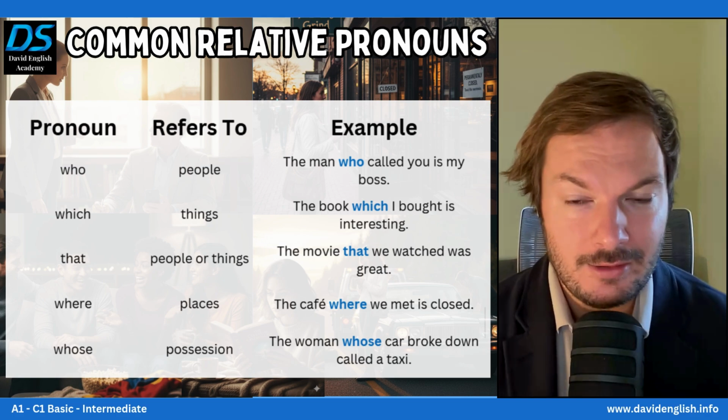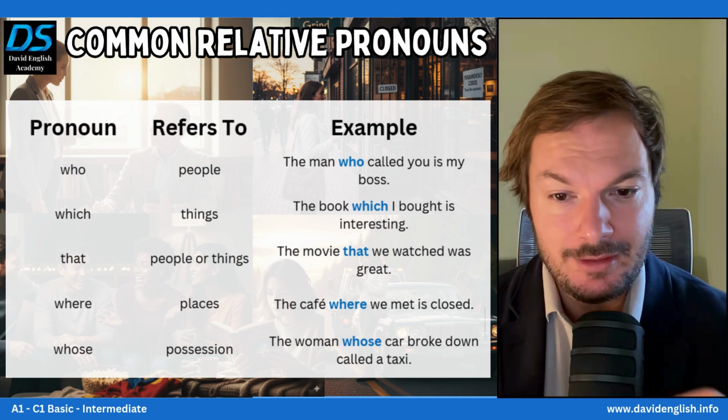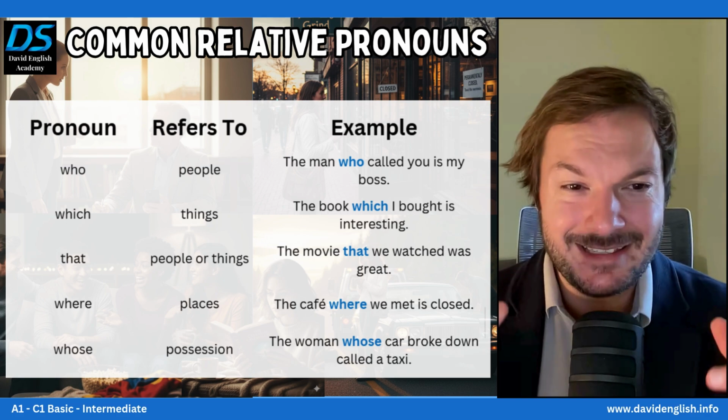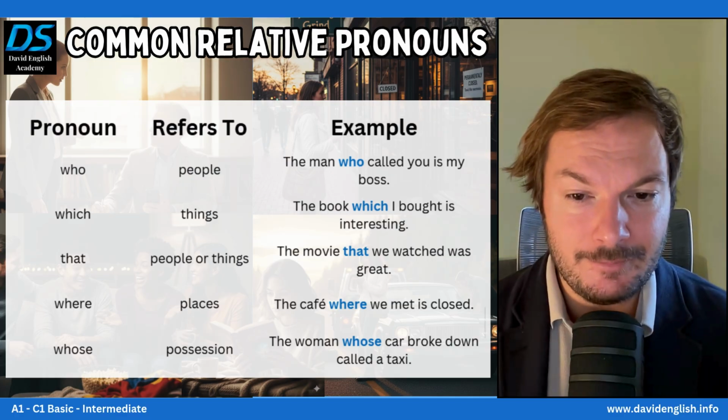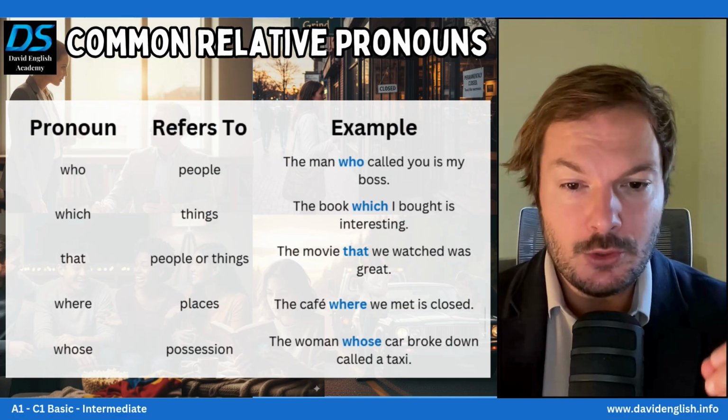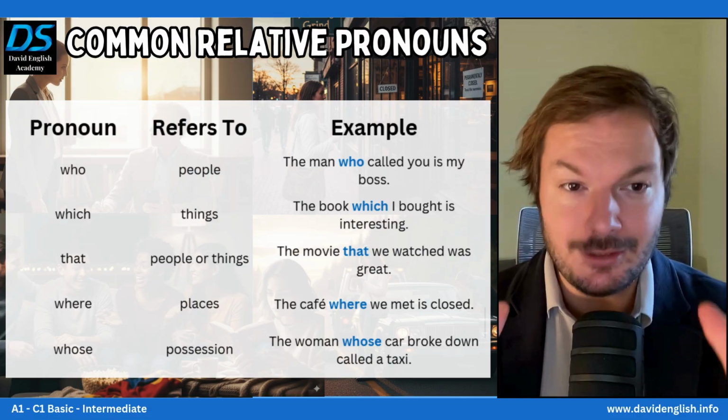We have where. It's for places. The cafe where we met is closed. And we have whose. It's for possession. The woman whose car broke down called a taxi.